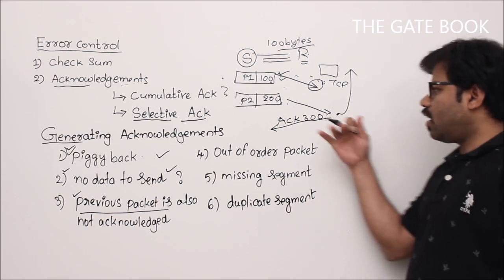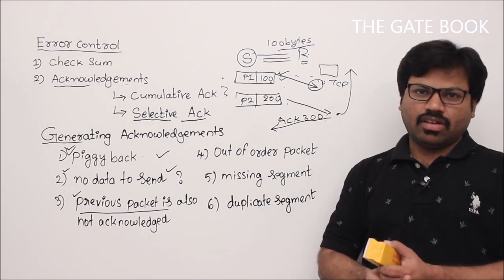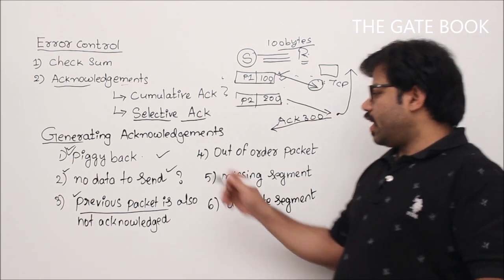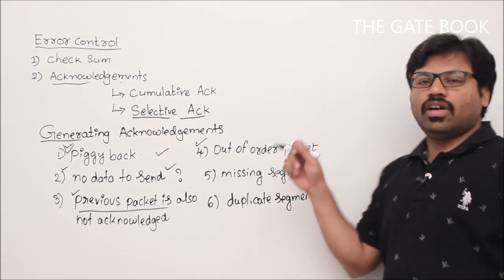So this is the way alternatively we do the acknowledgement, okay? So the fourth case we will see. Now the fourth one, out of order packet.